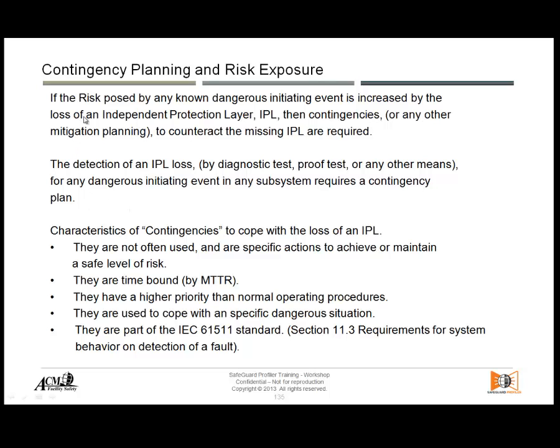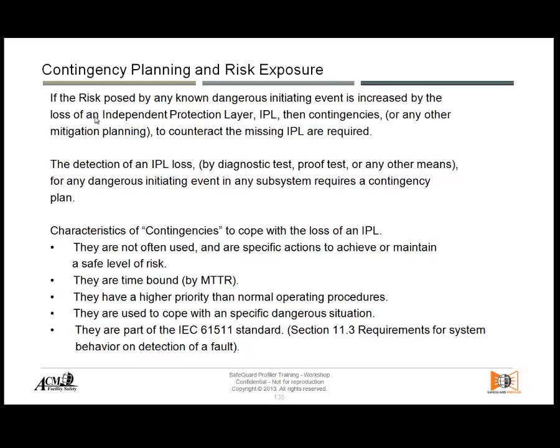So here, the risk posed by any known dangerous initiating event or cause is increased by the loss of an independent protection layer. We saw before that we assign layers of protection to causes, right? So what happens every time that you add a safeguard? That means that you reduce the likelihood of that hazardous event happening, right? But in this case, the independent protection layer is not there to fail, it's already failed. So that means that your risk went up automatically.